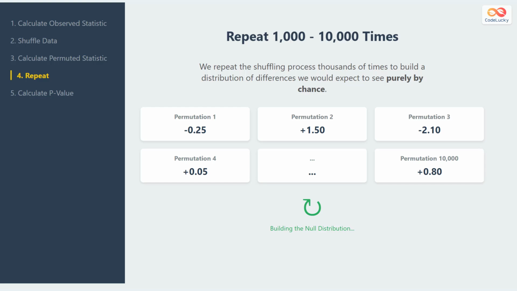One shuffle isn't enough. We repeat this process 1,000 or even 10,000 times. Each time, we get a new difference value generated purely by chance. By collecting all these values, we are building a distribution of what we would expect to see if there were absolutely no difference between the groups.